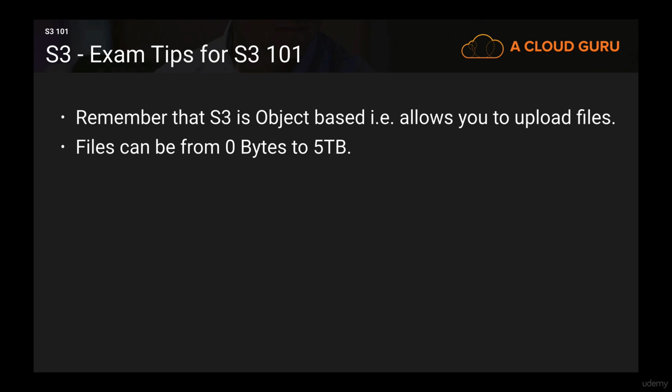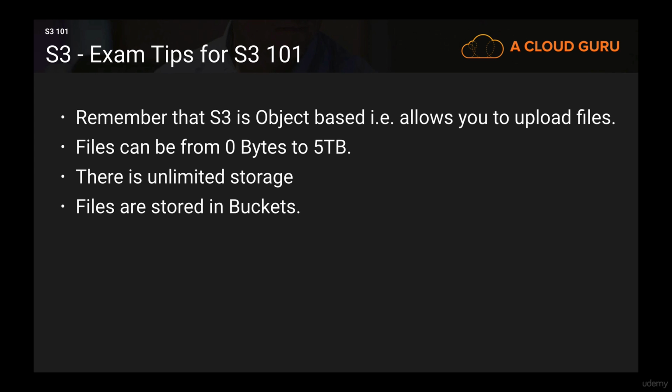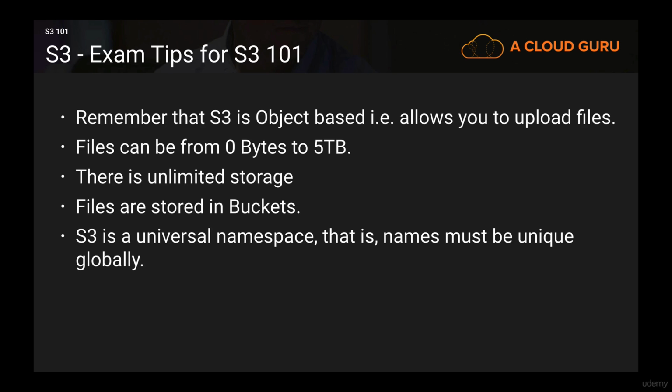Files can be anywhere from 0 bytes all the way up to 5 terabytes, and there's unlimited storage. Now, Amazon obviously monitor the storage capacity, and they add storage arrays as and when they reach certain thresholds. All your files are stored in buckets. What's a bucket? We should know by now, but it's just like a folder if you think of it as a folder.